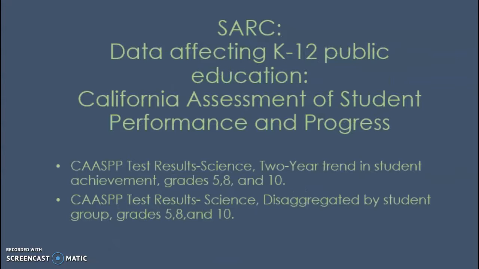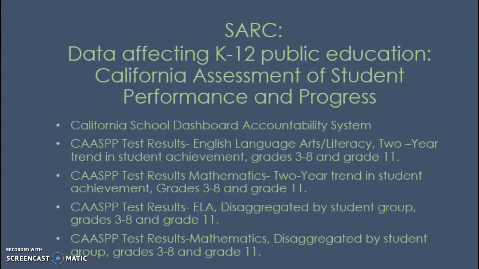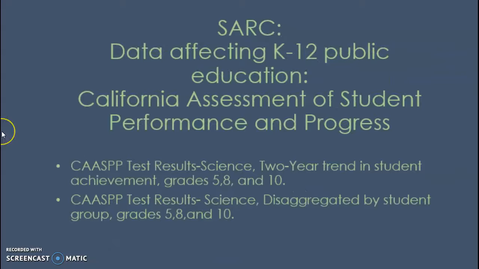It talks about the grade levels that they're showing trends in. So you see grades 3 through 8, grade 11. Then you see grades 5, 8, and 10. We'll see a little bit more of that when we look at the actual examples of the SARC. These test results are the California Assessment of Student Performance and Progress, and they are from 3rd through 11th and 5th through 10th.